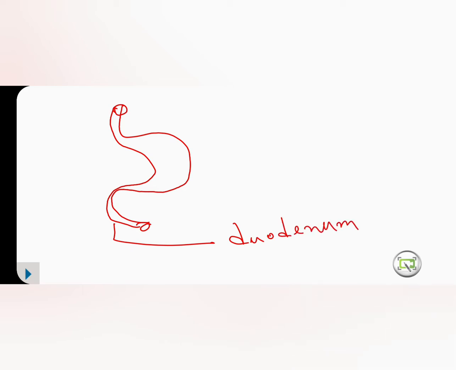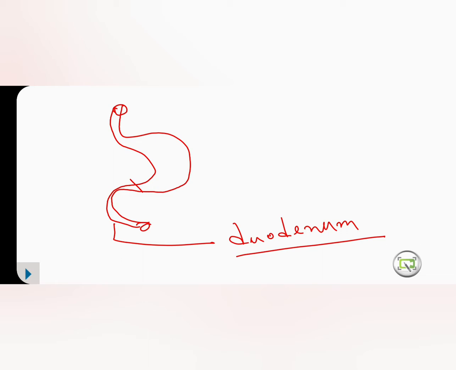Now let us learn about the changes that occur in duodenum of human digestive system. Duodenum is the first part of small intestine. So this is duodenum, the first part of small intestine. Partially digested food enters into duodenum. This duodenum is a U-shaped loop of small intestine, which is considered as the first part of small intestine.